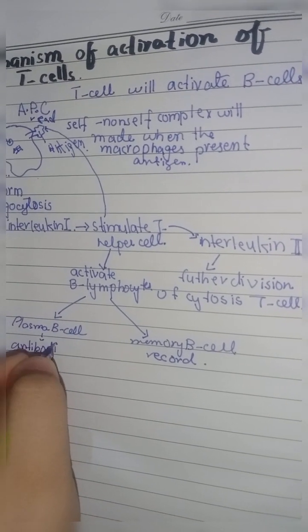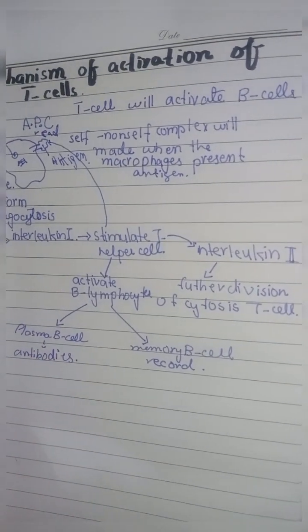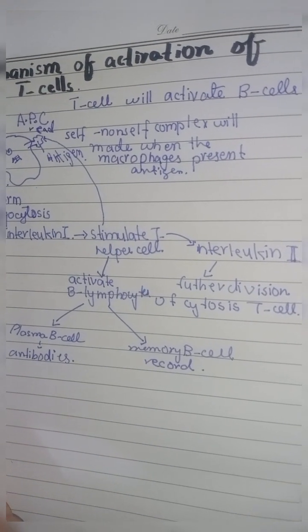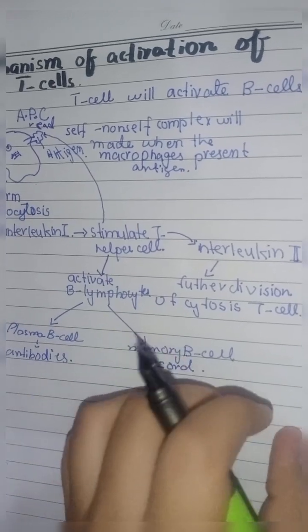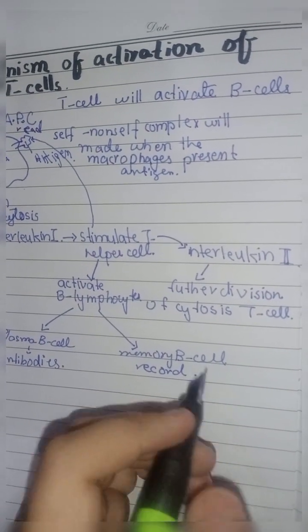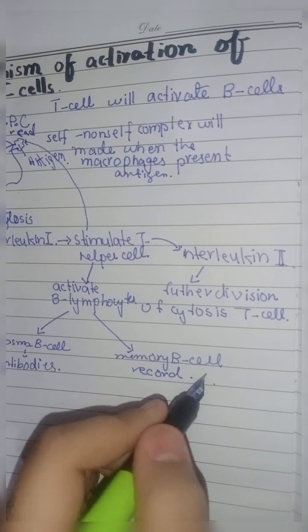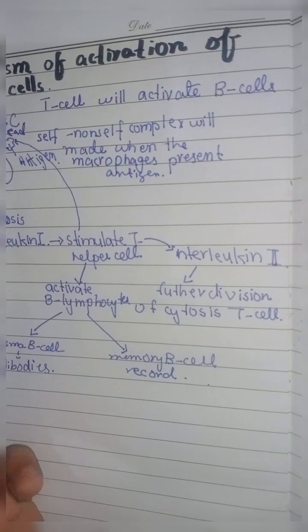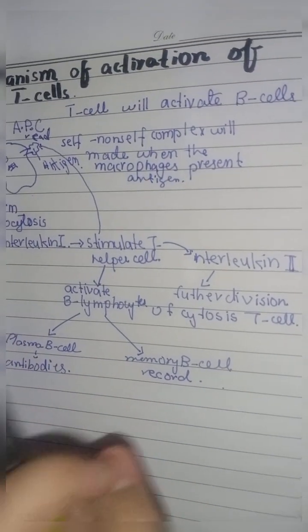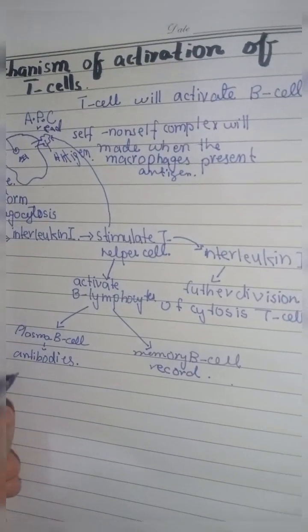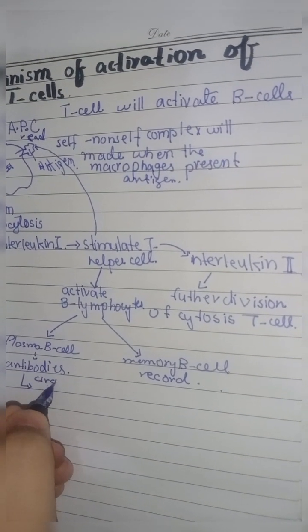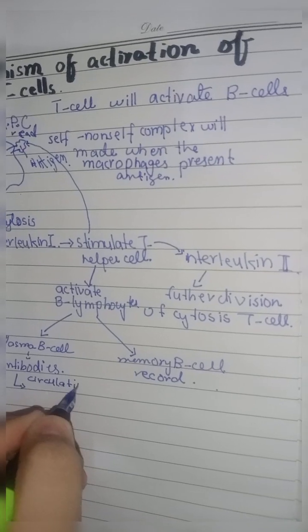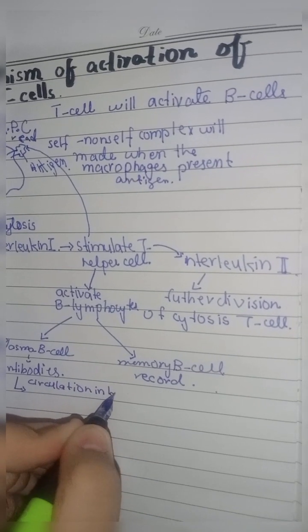Okay, so now it will make a record, so that in the future if this antigen comes again, memory cells will directly convert into plasma B cells and then make the antibodies. So this antibody will circulate all over the body.